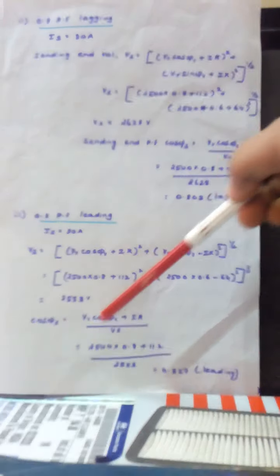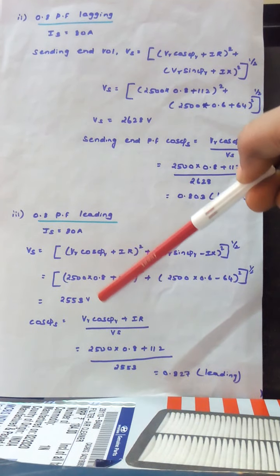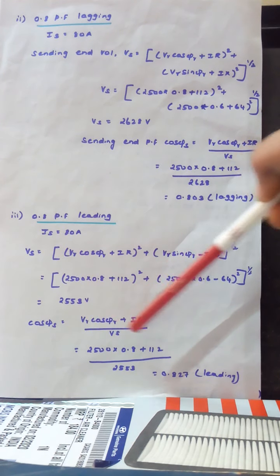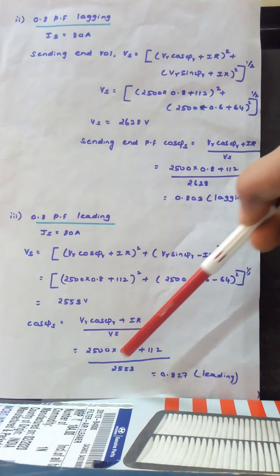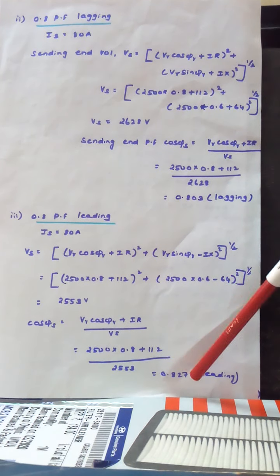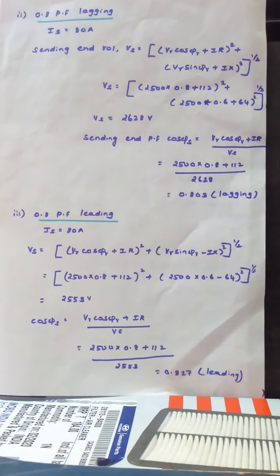So if you substitute here, we get 2553 volts. And the sending end power factor is (Vr cos φr + Ir) divided by Vs. So here Vs we got as 2553. If you substitute here, we get 0.827 leading.